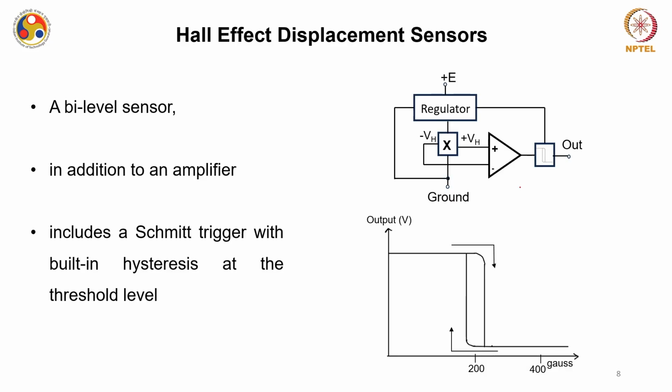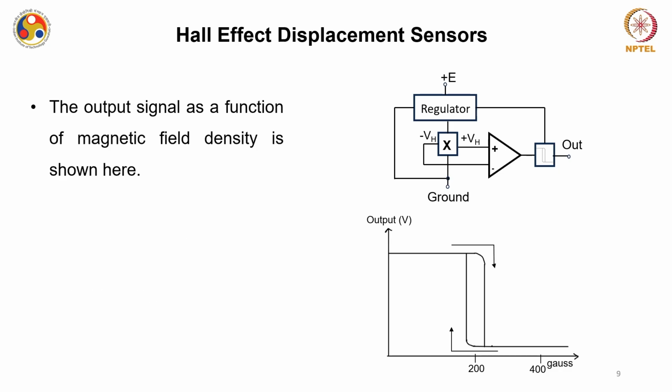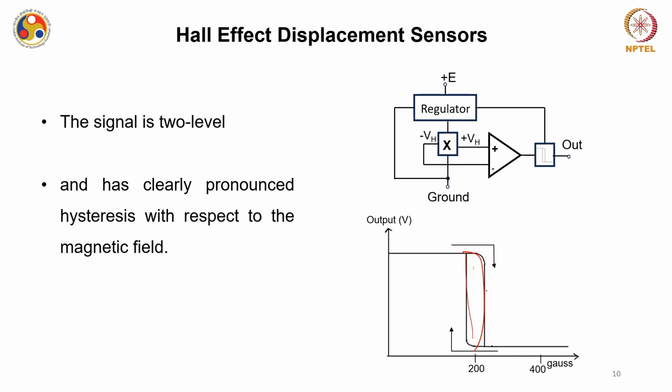However, in a bi-level sensor, or the sensor operating in threshold mode, in addition to this amplifier there is a Schmitt trigger with a built-in hysteresis at the threshold level. Now, the output signal as a function of the magnetic field density is shown in this figure. You have already seen this for an analog Hall effect displacement sensor. If you see this curve, what you are finding is a hysteresis, and this hysteresis is provided by this Schmitt trigger.